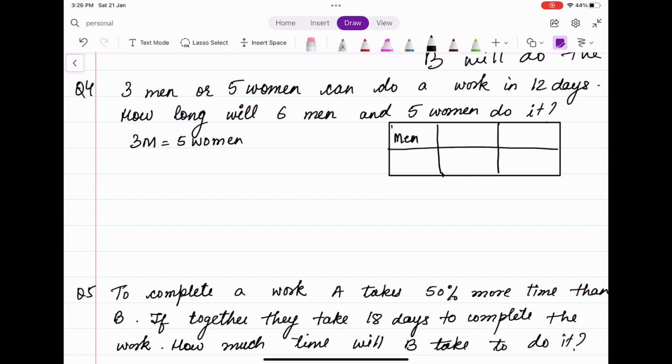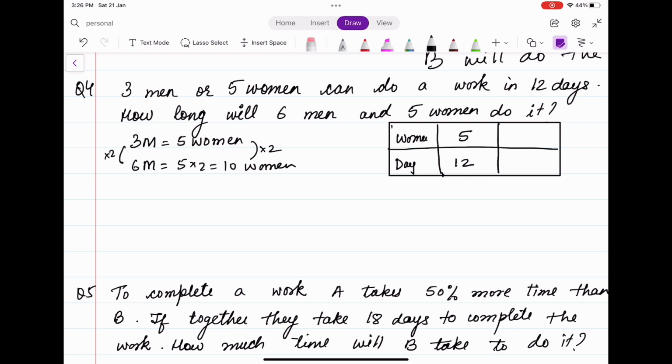Our chart is of men and days. Okay, first case they are saying 3 men can do it in 12 days. For the next one they are saying 6 men and 5 women. So 6 men will be equal to how many women? It will be equal to 5 into 2, because this is your doubling, so this will also be doubled. It will be 10 women. 6 men is equal to 10 women.